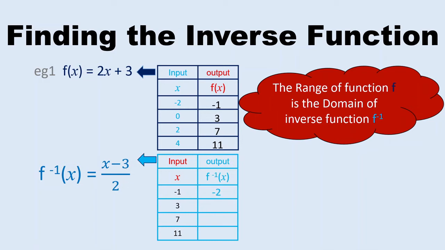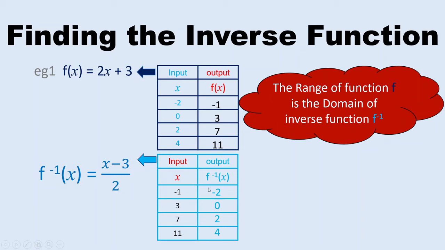Notice anything? Let's try that with 3. If I put 3 into the inverse of function f, 3 minus 3 is 0, and 0 divided by 2 is still 0. Noticing anything yet? Again, if I take 7 and put it into this function, 7 minus 3 is 4, and 4 divided by 2 is 2. Finally, if I take 11 and put it into this inverse function, 11 minus 3 is 8, and 8 divided by 2 is 4.